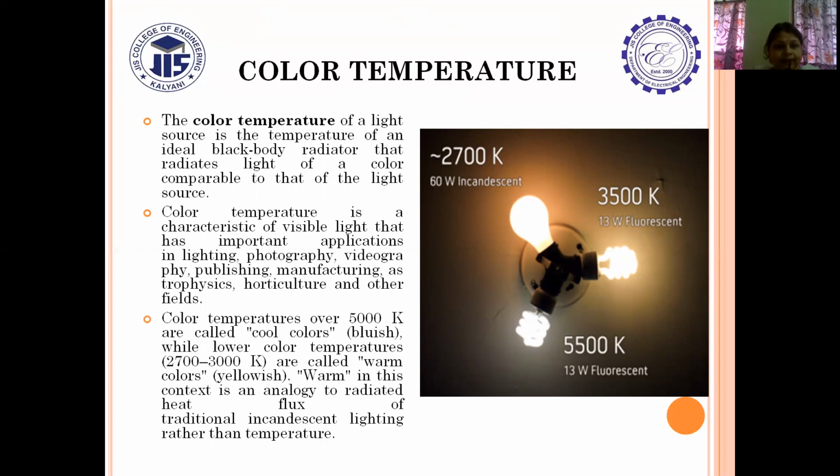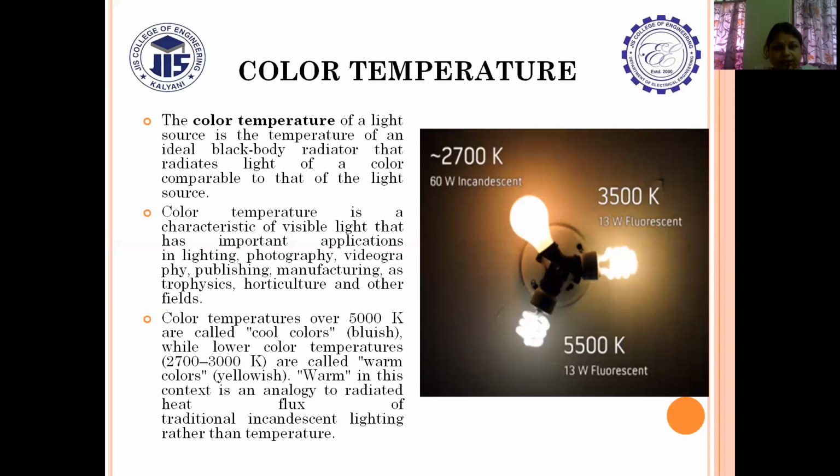Now, color temperatures over 5000 Kelvin are called cool colors, that is, they look bluish, while lower color temperatures, that means 2700 to 3000 Kelvin, are called warm colors, that is, yellowish. Warm in this context is an analogy to the radiated heat flux of traditional incandescent lighting rather than temperature.